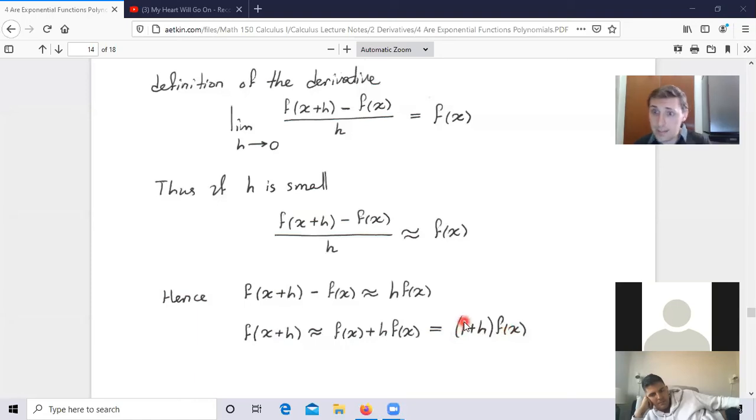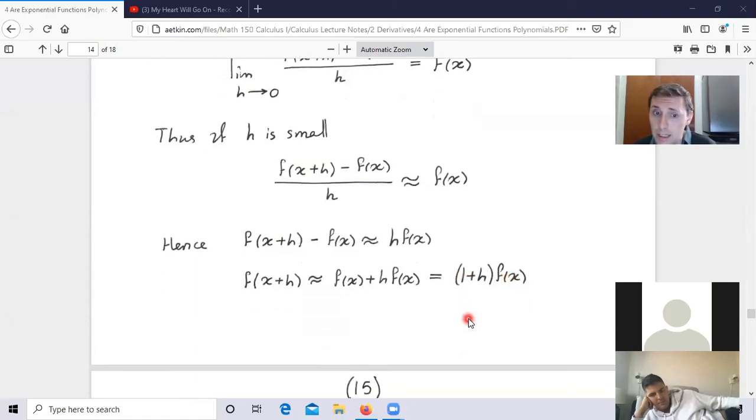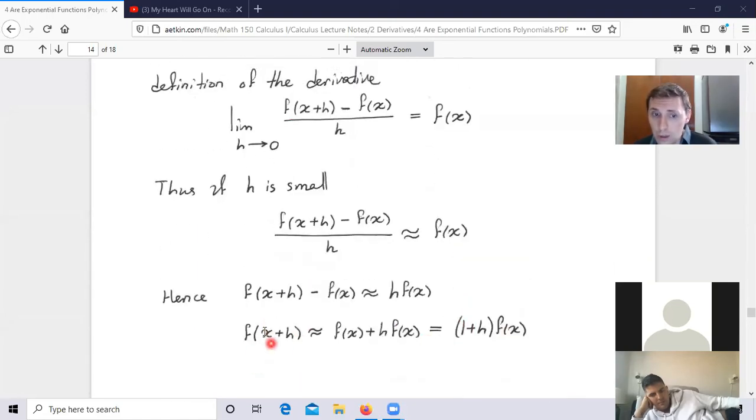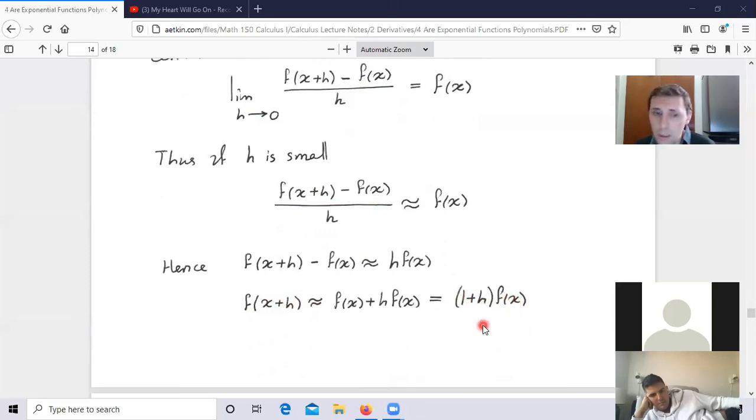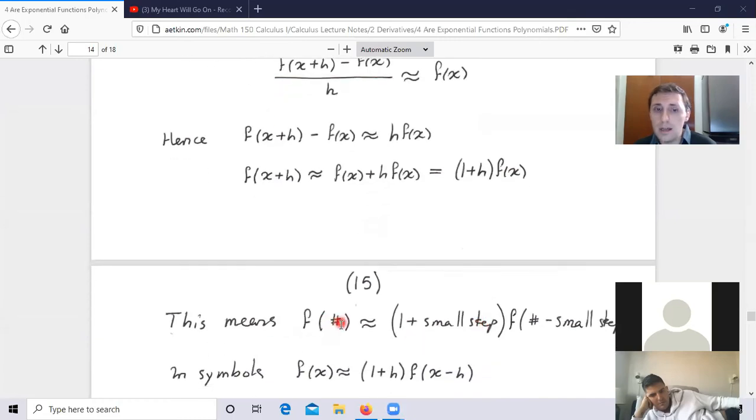And this gives me a very nice idea. It gives me an idea about recursion. Don't look at the symbols. This means that a function evaluated at some number equals a number prior multiplied by one plus the step backwards that you took. Here is what I'm saying. F of a number, that's how I read it. The function evaluated at a number is one plus small step, times the number minus the small step plugged into F.